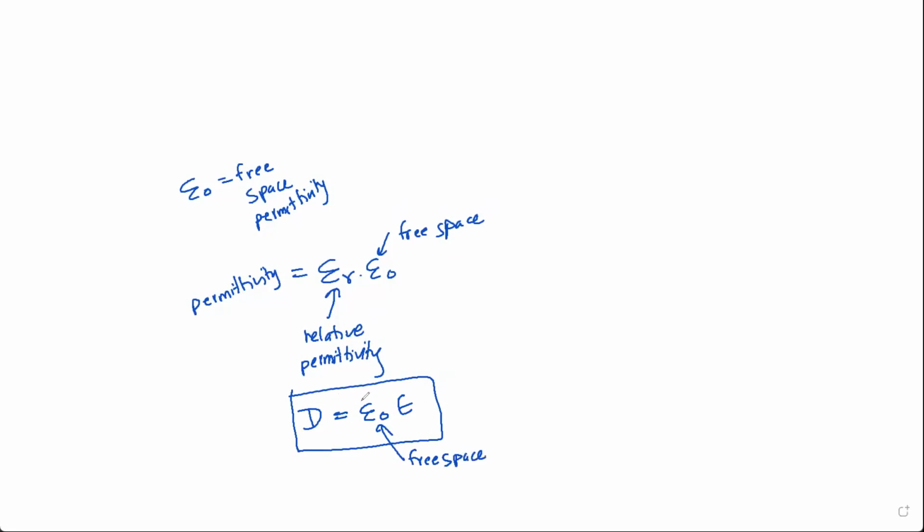So this is the simplest version. If you want to apply this equation to any other medium or material, you can use epsilon r times epsilon naught times E as the expression that relates the electric field and the electric flux density. If you are clear about that, please let me know. I hope it's clear to you. If you are not clear, please let me know.